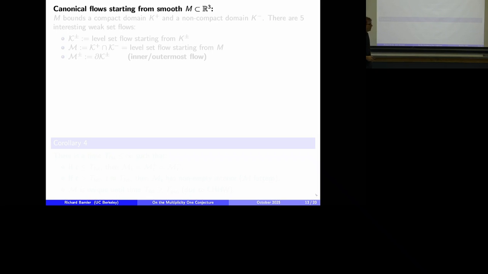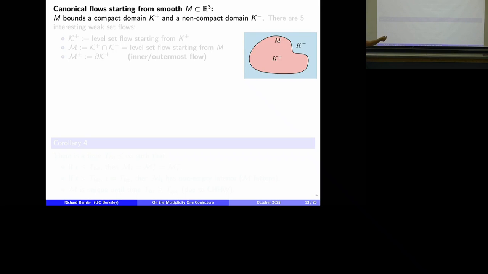Okay, so how do we do this? Well, I want to use, first of all, this idea from the previous slide to write down some canonical flows starting from a given initial condition. So I'm starting with a smooth surface in R3, this one here, and I want to write down a few canonical flows that are at least uniquely determined. The way I'm going to do this is I'm going to imagine that this surface bounds a compact subset K plus on the interior, that red part, and then some other subset on the exterior, which is called K minus, the blue subset.